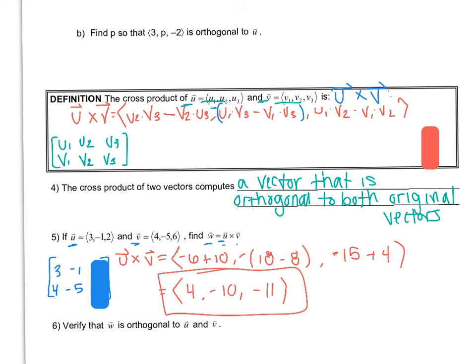Okay, so in number 6, we want to verify that W is orthogonal to U and V. So we're still using the vectors from number 5, and we're just going to prove that they are orthogonal. So we need to think back to how we prove that two vectors are orthogonal, and that is the dot product must be 0. The dot product between W and U must be 0, and the dot product between W and V must be 0.